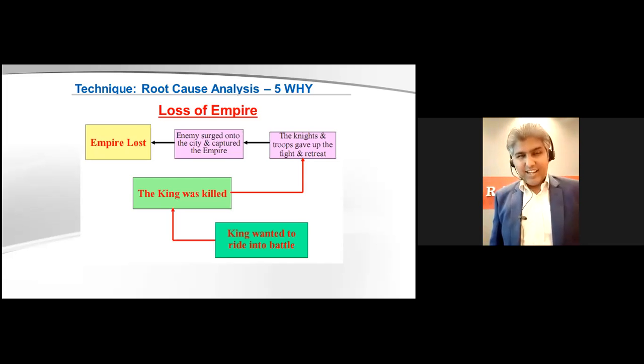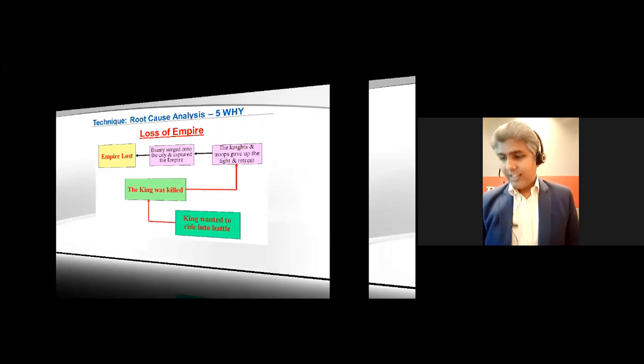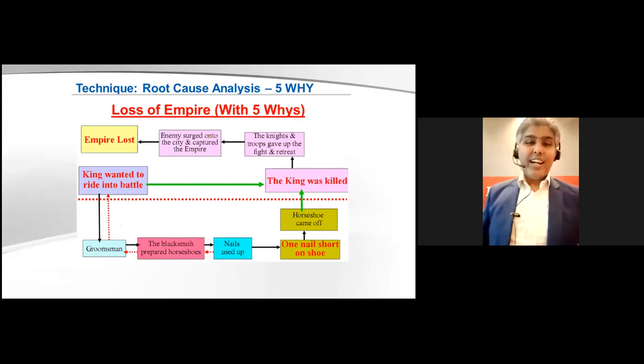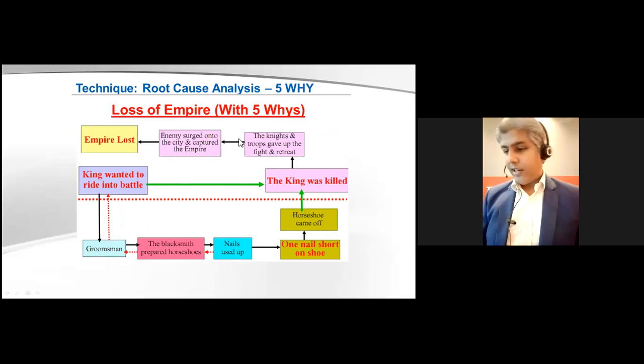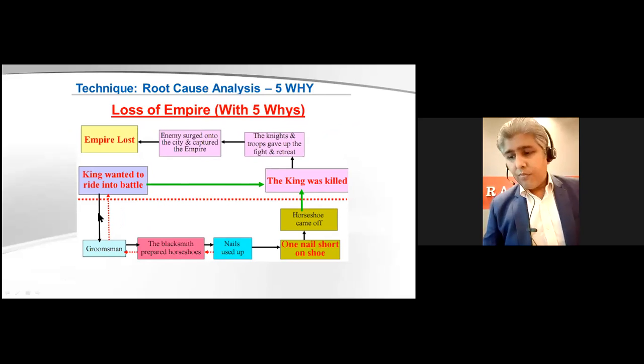we have to apply a certain technique. For example, 5 whys. So let's see this slide. Now, this slide after asking 5 whys. So we knew till this point the empire is lost because the enemy surged to the capital and things like that. But we have to ask a why. King wanted to ride into the battle.